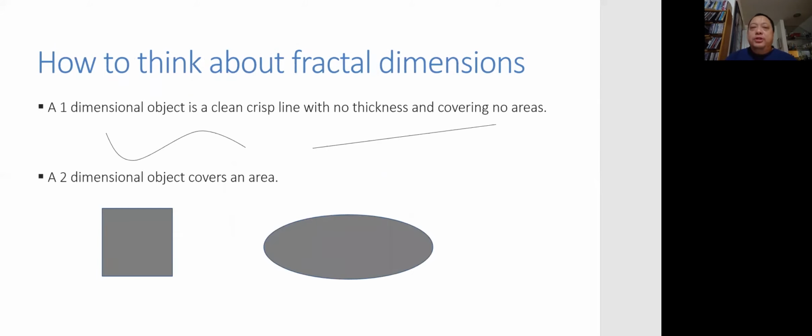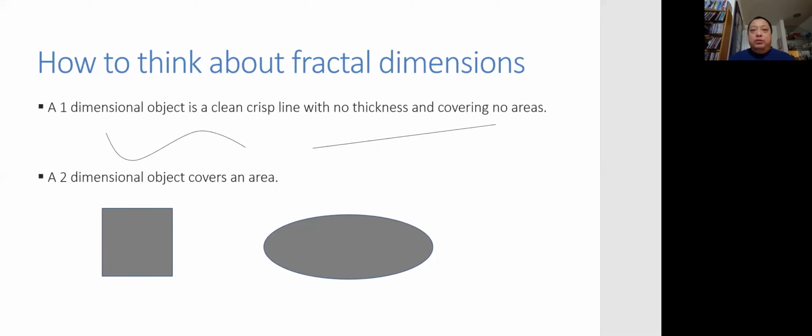So when I first learned of fractal dimensions, I was excited that I'm no longer bound by the whole numbers. But I had a hard time imagining why it is that way. So here's how to think about fractal dimensions. A one-dimensional object is something that moves along in just one path. You may change directions, but you're still moving along just one path. It's a nice, clean, crisp line with no thickness and covering no area.